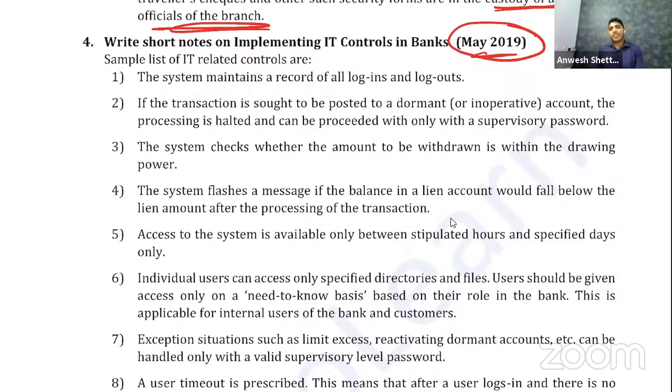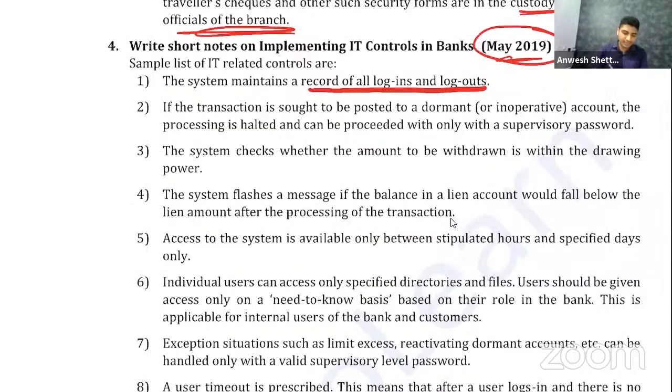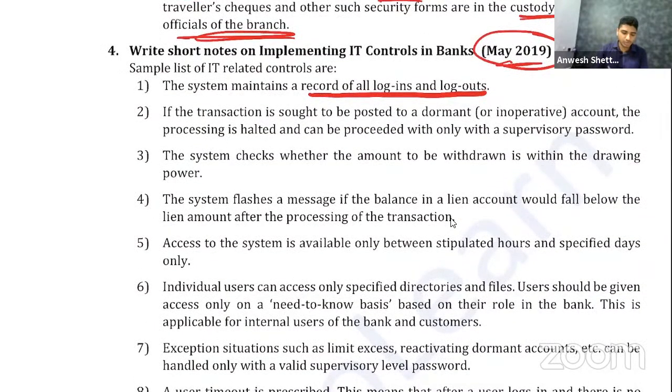Okay. So the first point says the system maintains a record of all logins and logouts. Now, this only a software can do. That is where it becomes an IT control. So a bank has, let us say, 10 employees. I'm going to say A, then B, then C, and so on. So one day A logs in at 9:30. B logs in at 10 o'clock, C logs in at some other time.